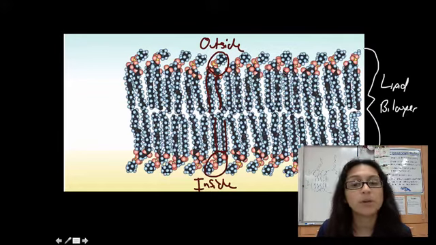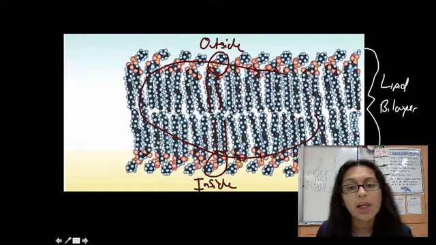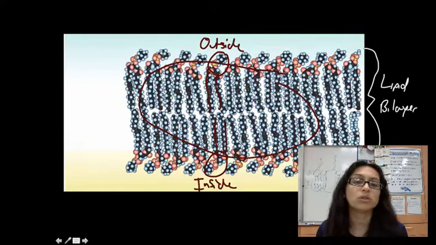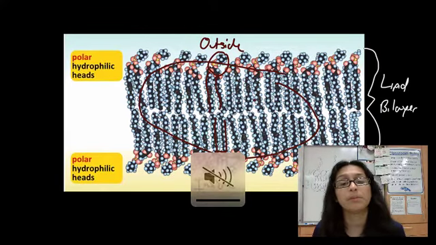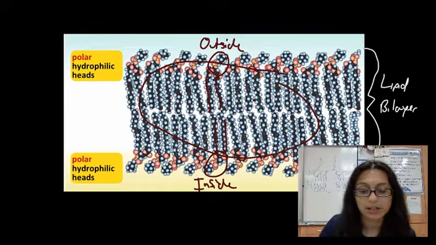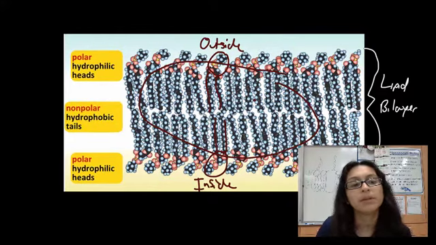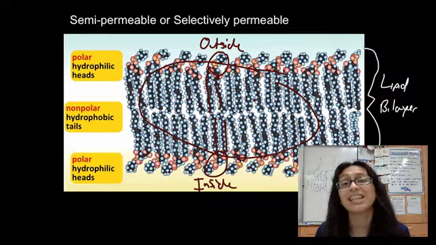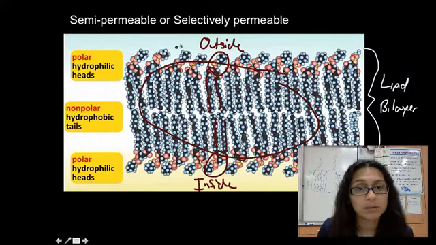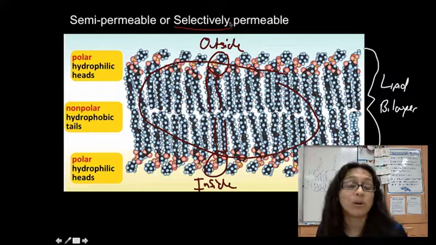Now this hydrophobic region here in the middle is what is going to affect the permeability of the cell membrane. So you have hydrophilic on the outside and then hydrophobic in the middle, and that determines the permeability of the cell membrane. So we say a cell is semi-permeable or selectively permeable. That word selectively is key right there. So only certain things can go in and out.